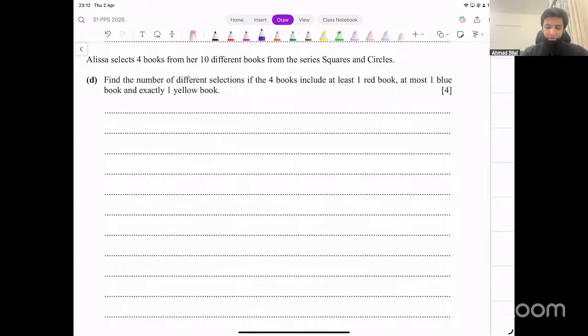Okay, last part. Alisa selects 4 books from her 10 different books from the series Squares and Circles. Find the number of different selections if the 4 books include at least one red book, at most one blue book, and exactly one yellow book.